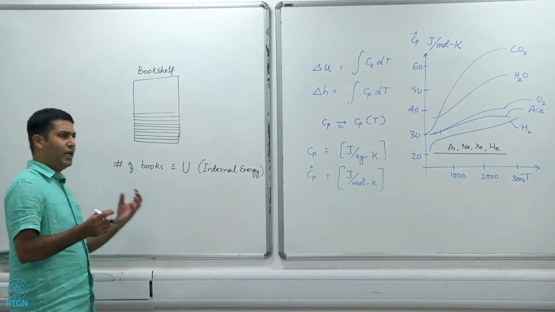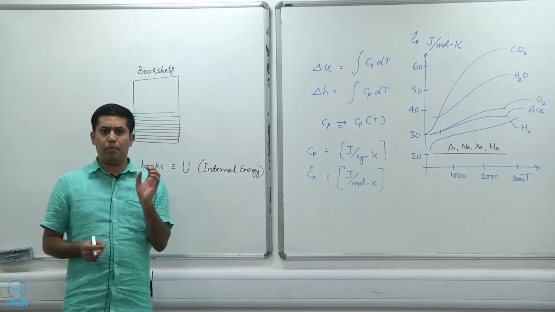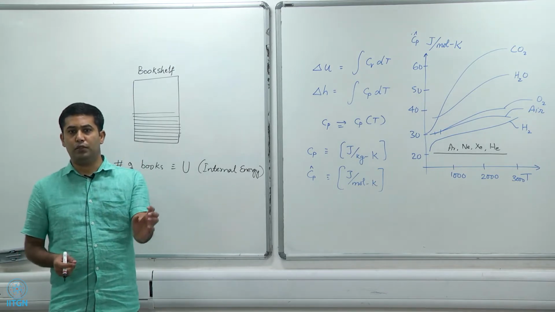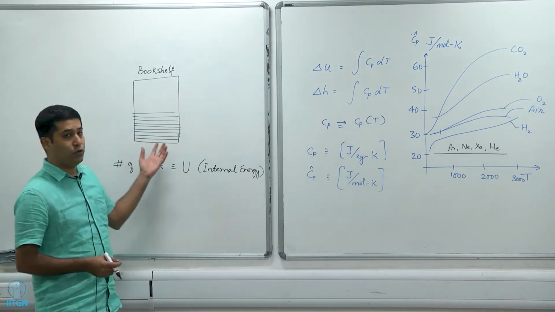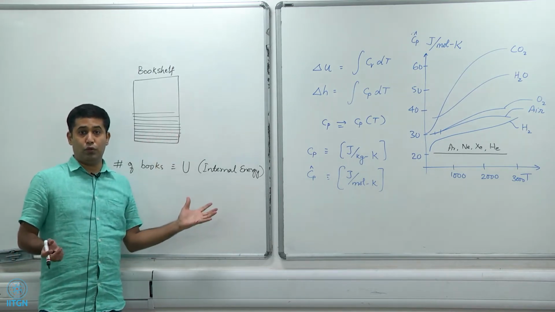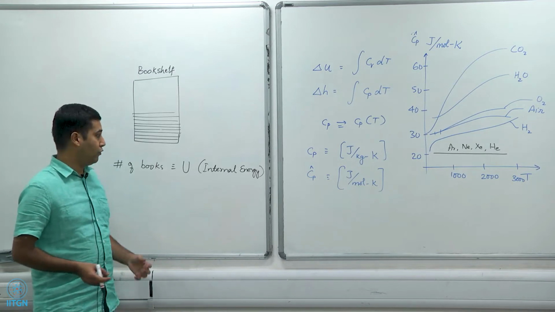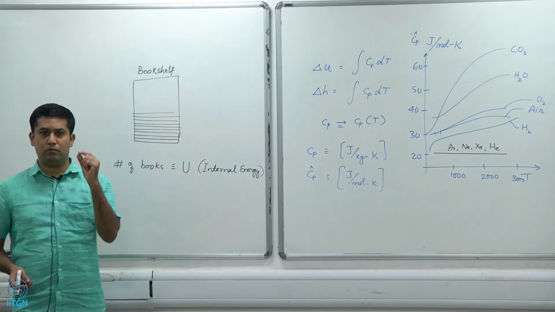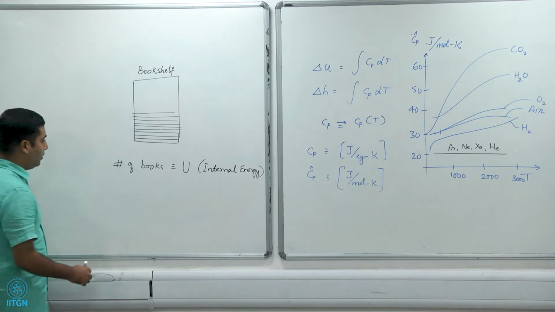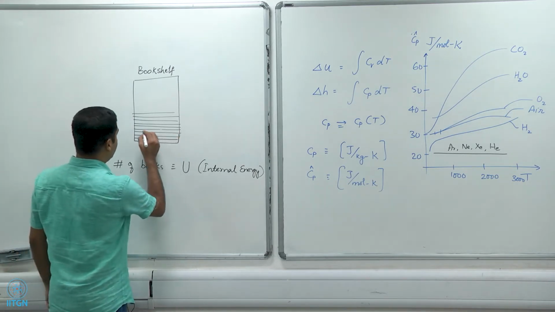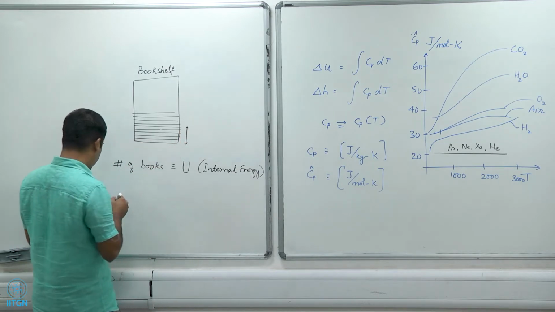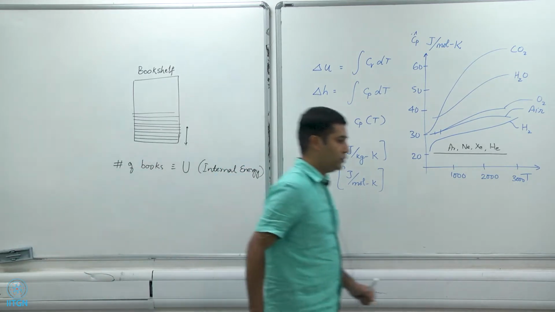And so you can imagine each book as a packet of energy, right? So if I give you a book, you get more energy to put in there. So if I give you a book to put on this bookshelf, then your bookshelf has one more book, and therefore it has a little more internal energy than it had before, right? And the height of the highest occupied bookshelf.